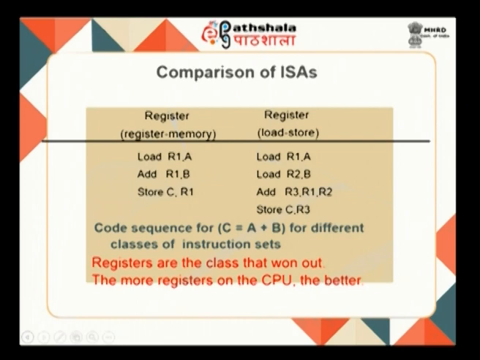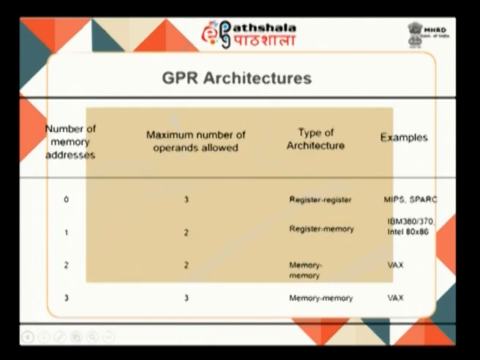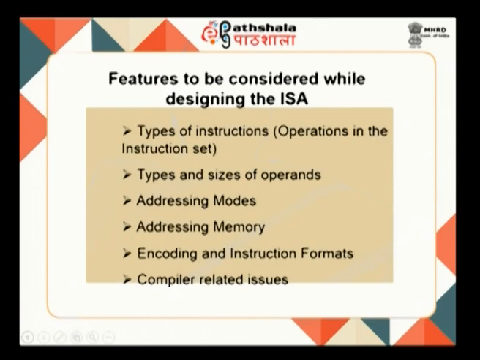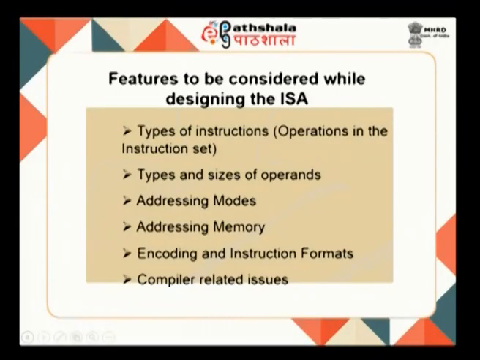Now, the more registers on the processor, the better. This gives you an example of the GPR architectures. It gives you the number of memory addresses, the maximum number of operands allowed, the type of architecture that is used, and example architectures. Now, once we have a feel of what an ISA is, first of all we are going to look at what are the different features that need to be considered while designing the instruction set architecture.